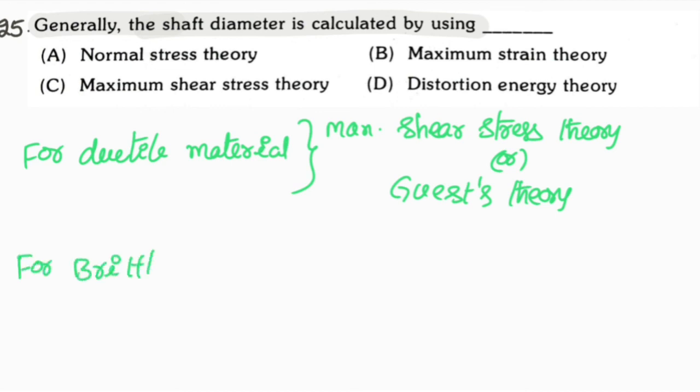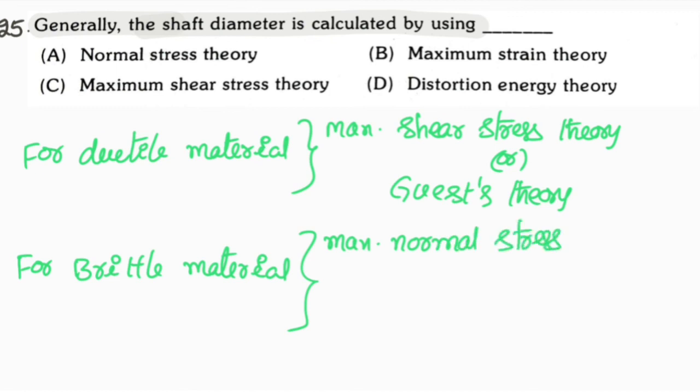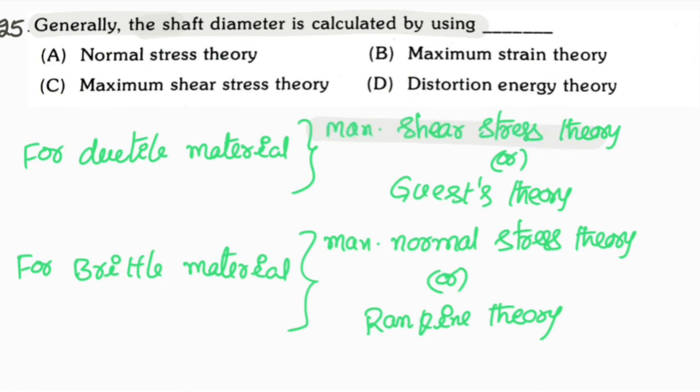for brittle material we are using maximum normal stress theory, or Rankine theory. Generally, shafts are made with ductile material. For ductile material, we can use the maximum shear stress theory. Look at option C, maximum shear stress theory. Option C is absolutely correct.